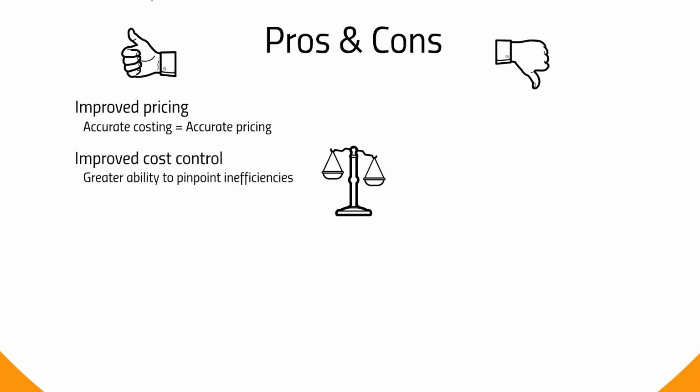There's improved cost control because there is more ability to pinpoint the specific inefficiencies. So again, looking back at our other example, a huge proportion of the costs for the custom model were driven by the amount of tests, the amount of inspections. So could we reduce the amount of tests? Could we reduce the amount of inspections? Are they inefficient?